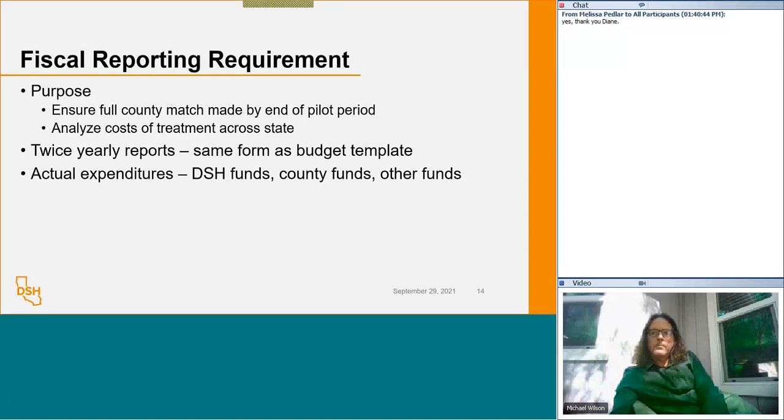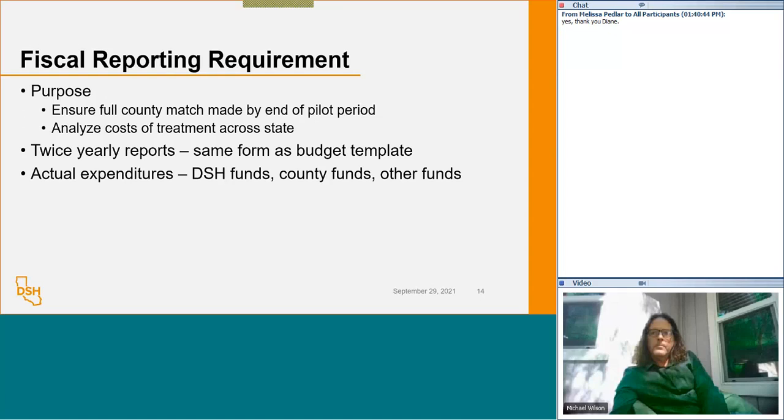I also want to note that we are not going to use these reports to reclaim any unused funds from the county. So if you have funding left over from our DSH pot that we've allocated to you that you haven't used, we aren't going to be reclaiming those funds at the end of the pilot.